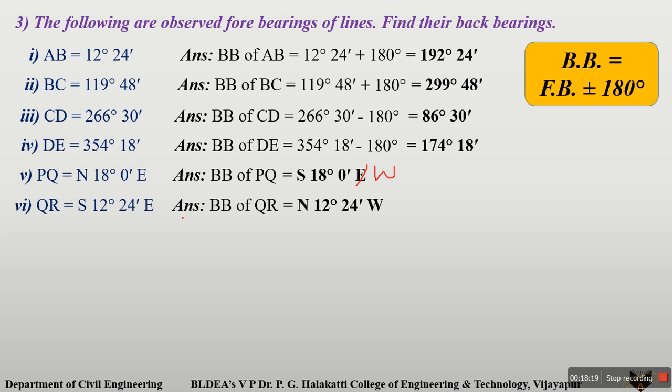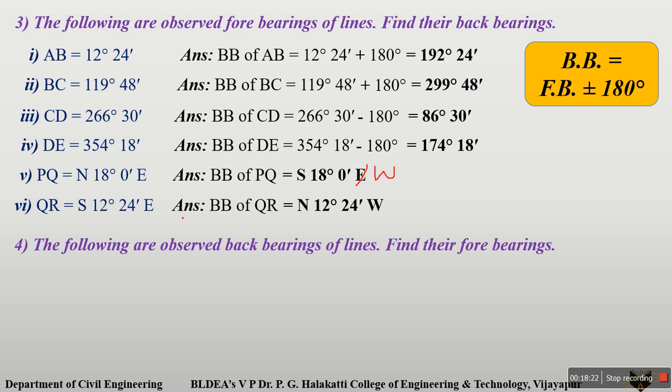Clear? So if they give the back bearing of the line, you have to find out the fore bearing of the line. Okay, same formula we are using. If the bearing of AB is 75 degree 48 minutes, the bearing means it is our back bearing. So we have to calculate the fore bearing of the AB line. So our fore bearing of the AB is equal to 75 degree 48 minutes. It is lesser than the 180 degree, so add the 180 degree, we will get the fore bearing of the line AB, that is equal to 255 degree 48 minutes.